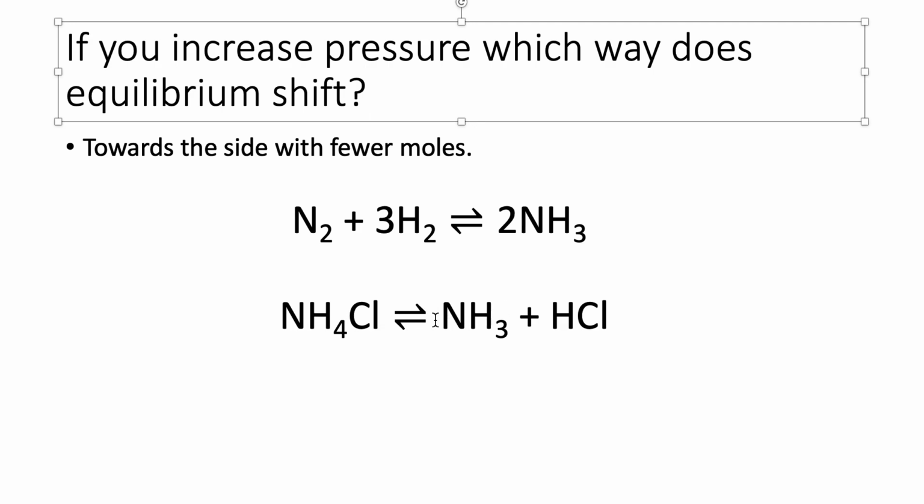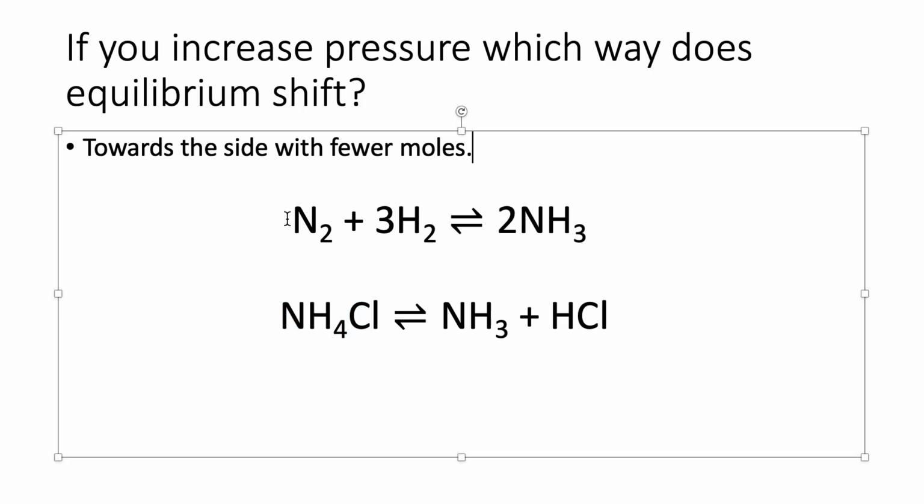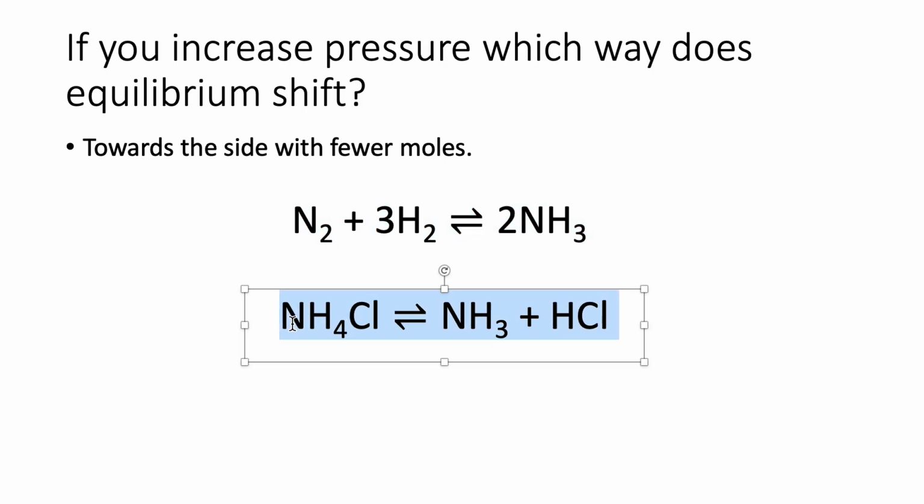In the equation at the bottom, there's 1 mole on the left and 2 moles on the right. So there are now more moles on the right. So increasing pressure will shift this equilibrium to the left, meaning a lower yield of products. So increasing the pressure would shift these 2 reactions in different directions. It would shift this reaction to the right with a higher yield of products, this reaction to the left with a lower yield of products.